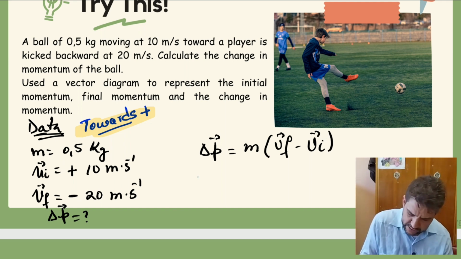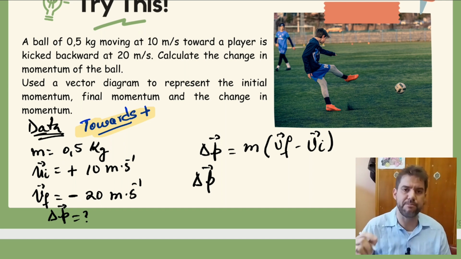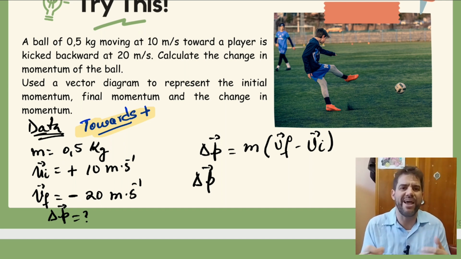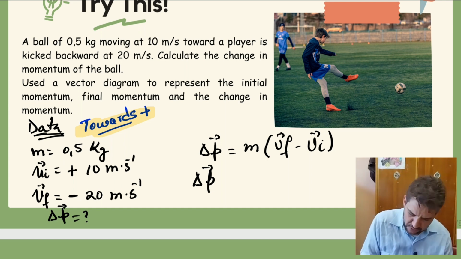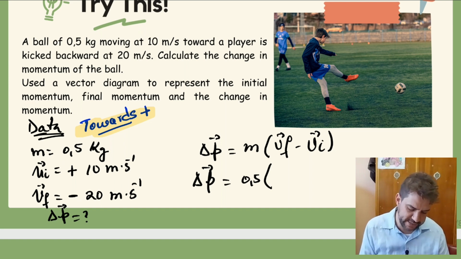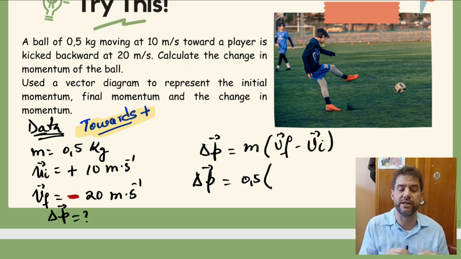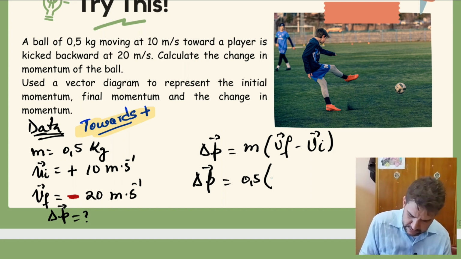So nothing to say, it is quite simple, but here is the part where you have to be very careful with the direction, or else you will lose all the marks. So the mass is going to be 0.5 bracket. Final velocity, guys, is negative. Look here, it's negative because it's in the opposite direction, and I select the forward direction as positive. So this is minus 20.